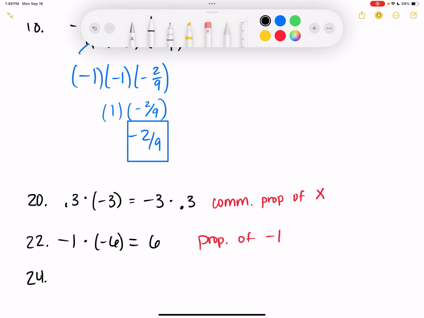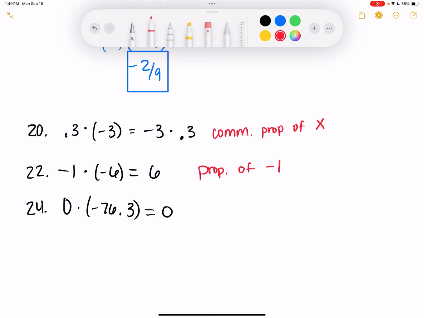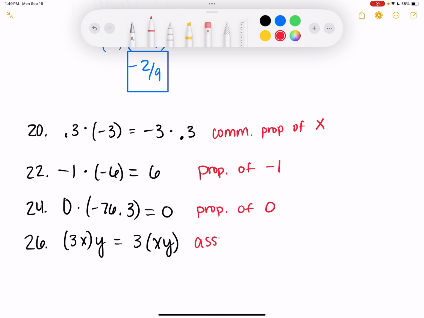24: 0 times -76.3 equals 0. What is this one? Property of 0. 26: in parentheses 3x times y equals 3 times in parentheses x times y. What is this one? Associative property of multiplication.